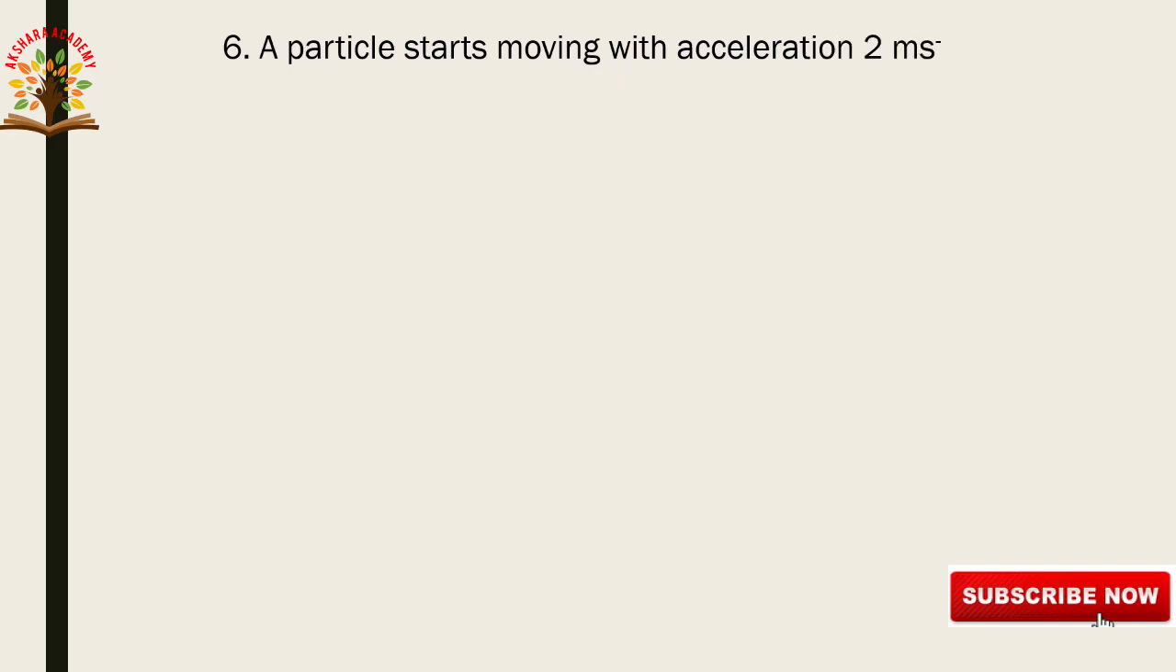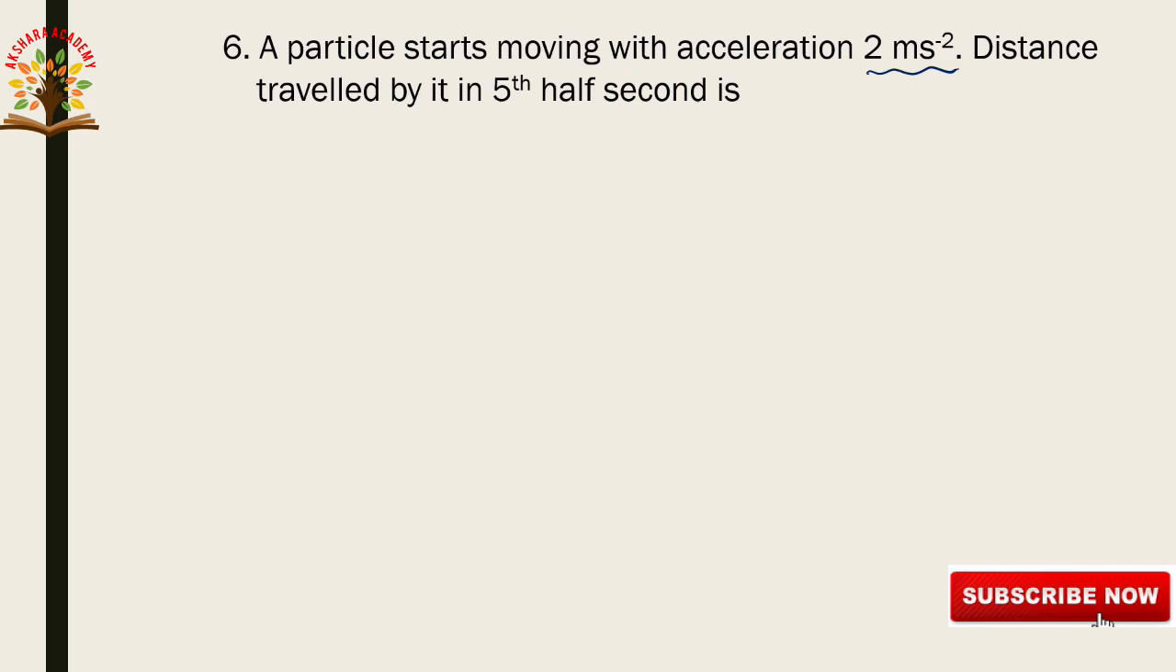Next question, sixth one. A particle starts moving with acceleration 2 meters per second square. Distance travelled by it in the fifth half second is... Here, distance travelled in the fifth half second. Now we are finding the distance travelled in the fifth half second, that is s of 2.5 minus s2. We have to calculate s.